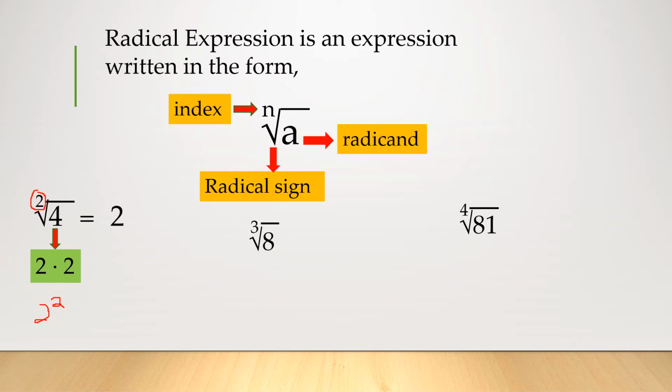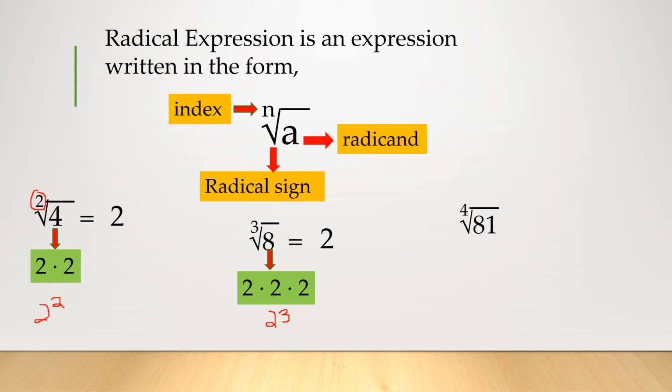Same thing here. What is the cube root of 8? It means what number raised to 3 that the answer is 8. Which means what number that if we're going to multiply 3 times, the answer is 8. So we have here 2. 2 to the third power is equal to 8. So the cube root of 8 is 2.